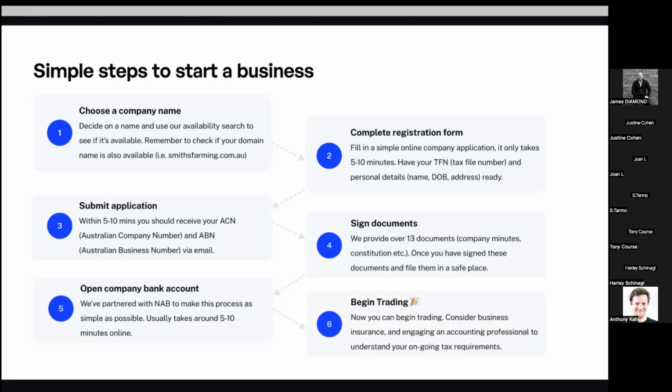And then once you've done all that, you're basically ready to begin trading. At this point, you would think about setting up insurance and potentially engaging an accountant just to understand your ongoing tax obligations if you've registered for GST, and also doing your tax return. But that's the minimum level of business. And then you would add on what each individual business needs, like setting up a website or seeking out real estate. It really just depends on what type of business you're in.